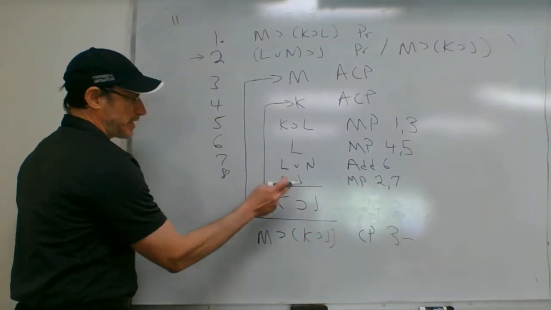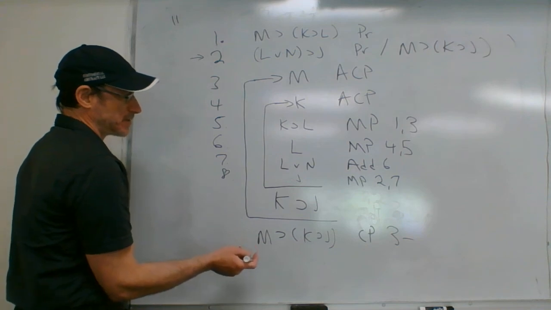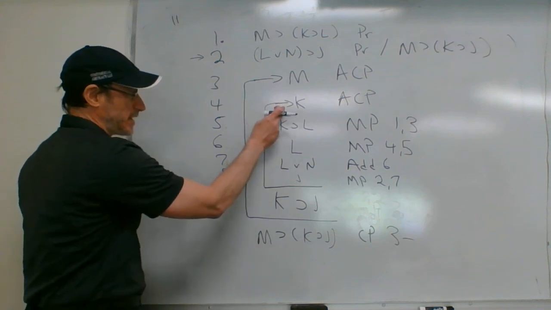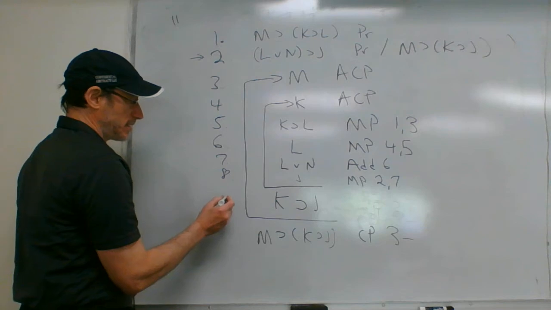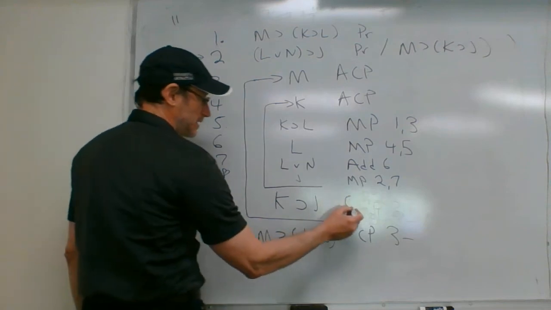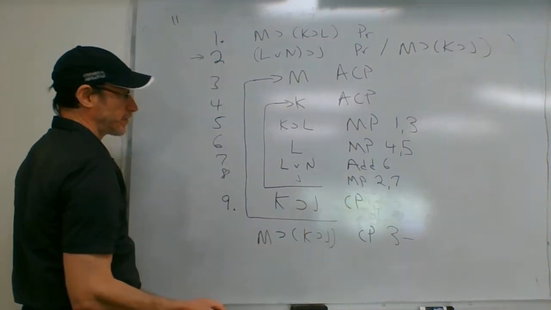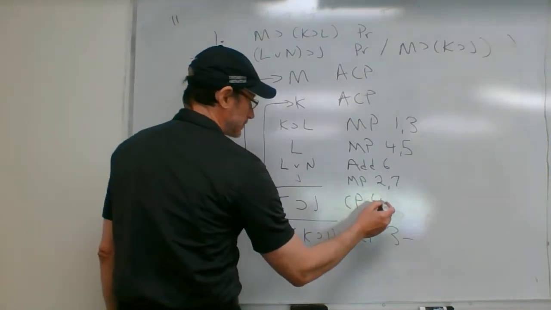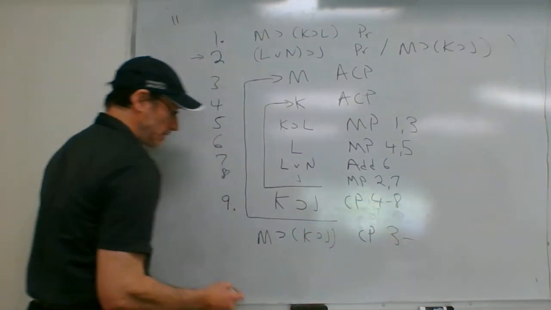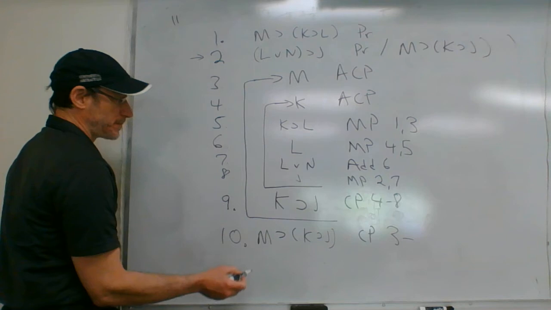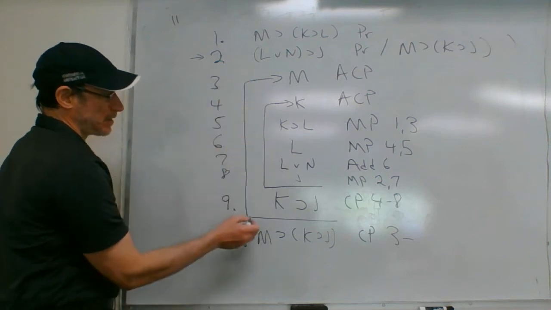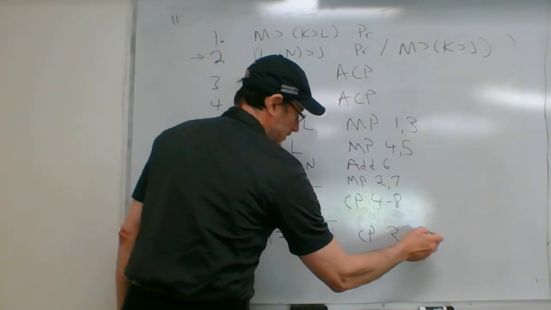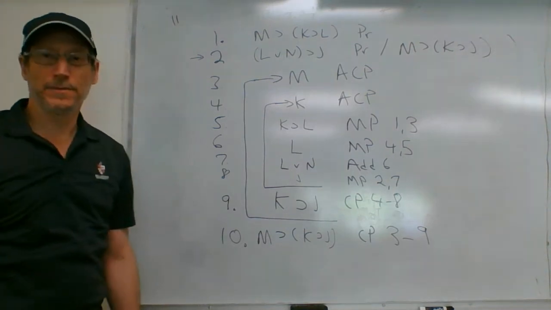So I now have J, and now the rest of it is just filling in the numbers. I showed that if K is true, I can get to J. Here's step 9. This is the CP on 4 through 8. And this is going to be the last step, CP on 3 all the way through 9. Okay, and that is number 11.